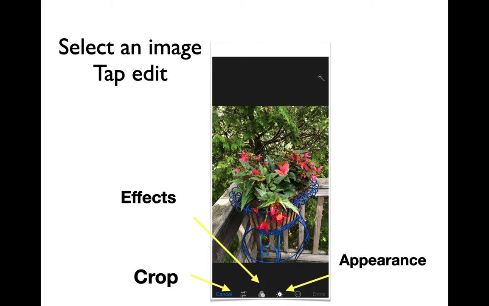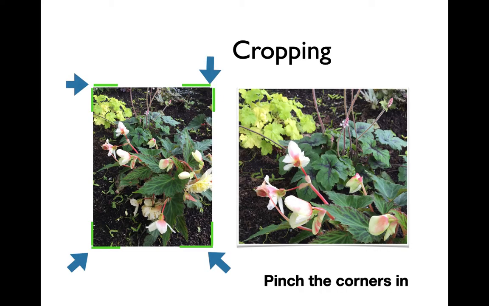And the 3 that we are most concerned about are effects, and you see the yellow arrow pointing to the 3 intersecting circles. Crop or cropping, which is that square that's kind of on the diagonal with tails and little arrows. And lastly, appearance, which is, well, it looks like a clock or a timer to me. It's a circle with dots all around it. Those are the 3 icons we're going to be using. So let's start with cropping.